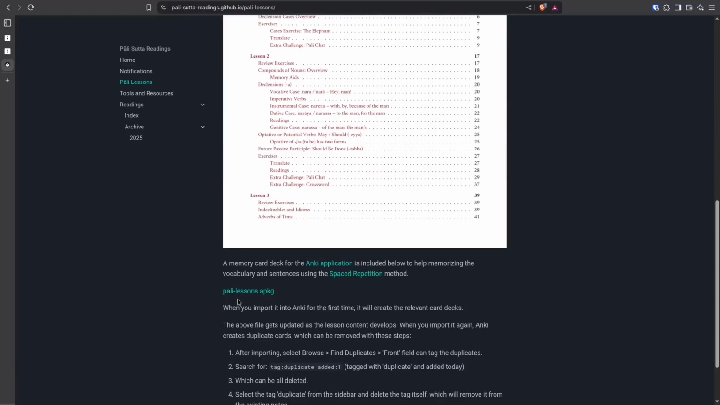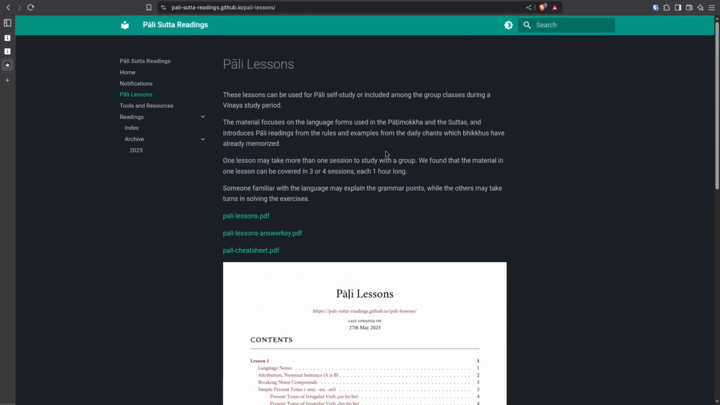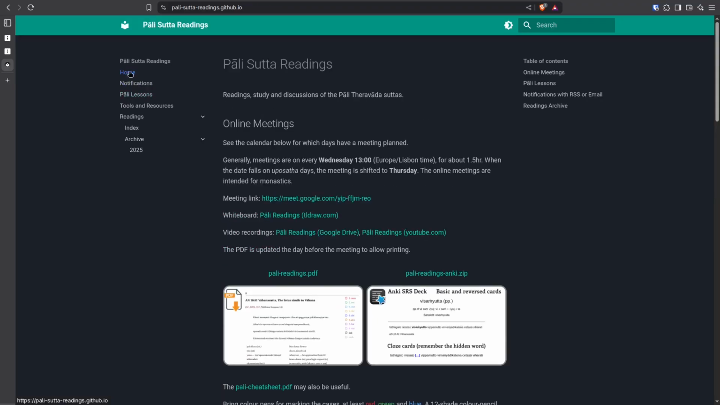It has an Anki deck if you want to study with spaced repetition. The deck only includes the vocabulary for the first 3 lessons, but that's still fairly good to get a grasp on some of the very common vocabulary.